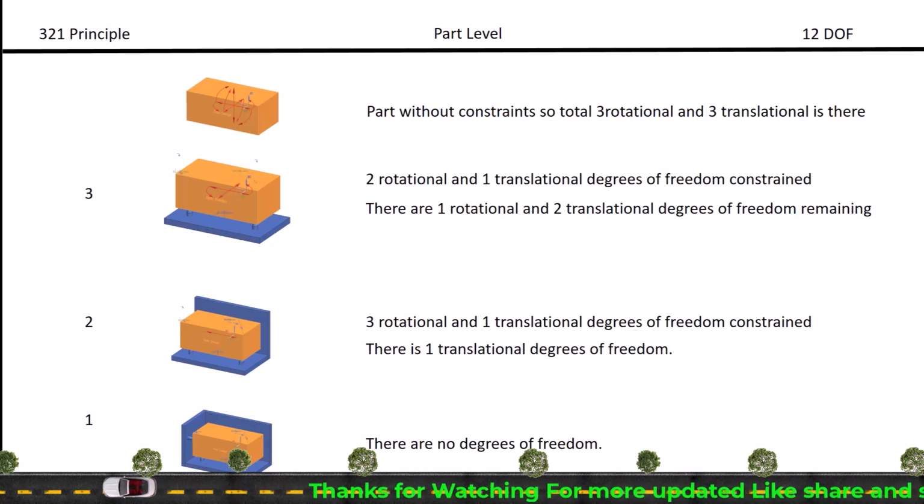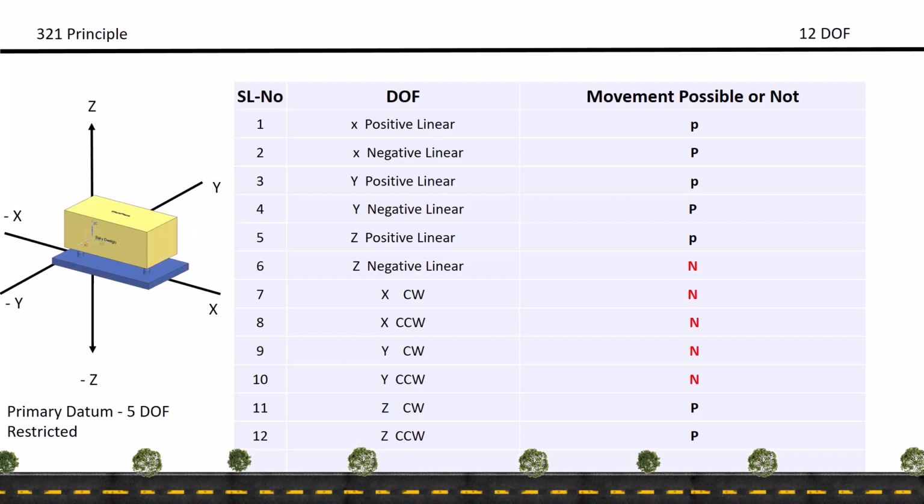At the next slide, I will show you the vehicle coordinate system and how the whole entire degrees of freedom are constrained. Now we will explain the 3-2-1 principle in detail. As per the 3-2-1 principle, there is positive x and negative x, positive y and negative y, positive z and negative z. So in this case, for x positive linear, is movement possible or not? We check that yes, positive, the movement is possible.